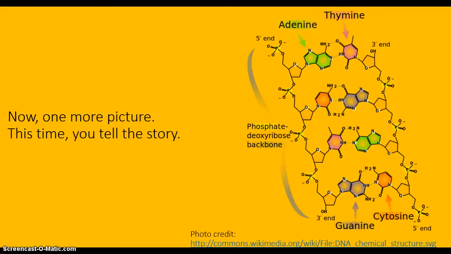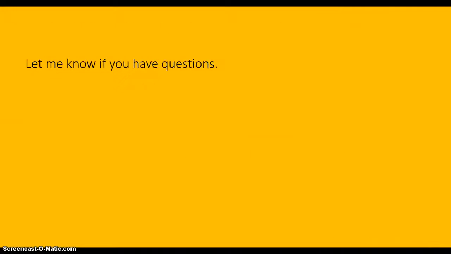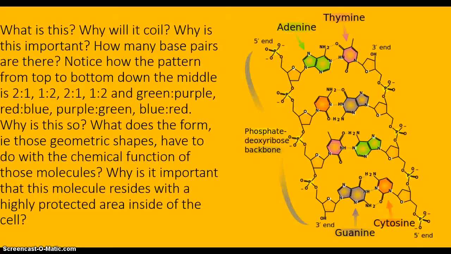Now, one more picture. This time, you tell the story. What is this? Why will it coil? Why is this important? How many base pairs are there? Notice how the pattern from top to bottom down the middle is 2, 1, 1, 2, 2, 1, 1, 2, and green, purple, red, blue, purple, green, blue, red.